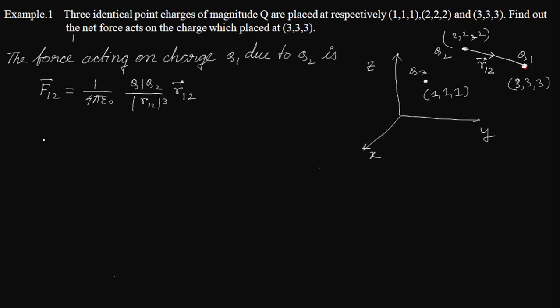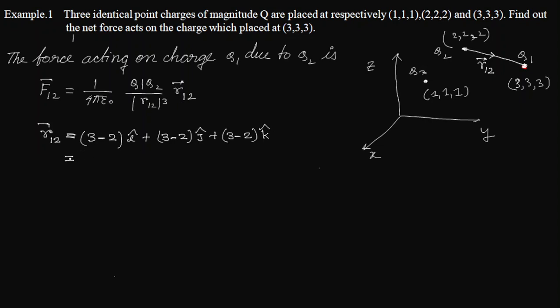So how can we write the r12 vector? We know the coordinates of both charges q1 and q2, so we can write the r12 vector this way. We have to write the position vector of q1 with respect to q2. For that, we write the x coordinate of q1, that is 3, minus the x coordinate of q2, 2, into i cap, and in the same way the y coordinate of q1 minus the y coordinate of q2 into j cap, plus the z coordinate of q1 minus the z coordinate of q2 into k cap.